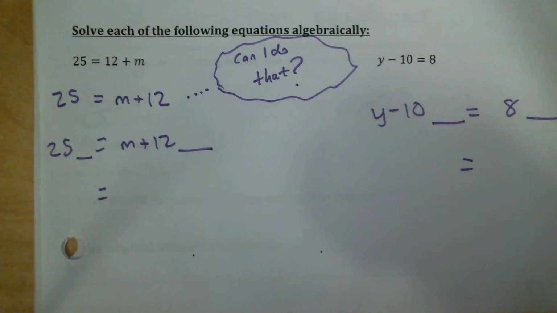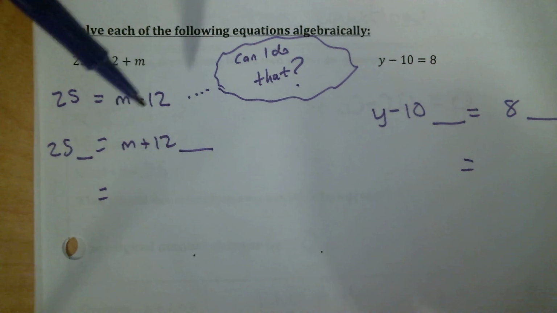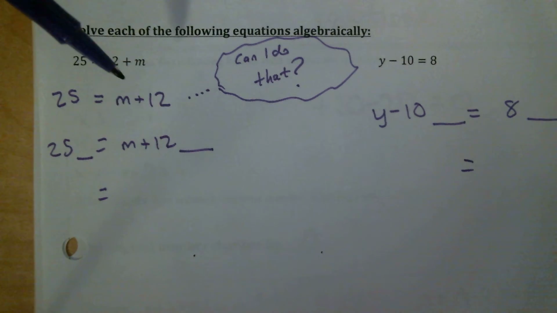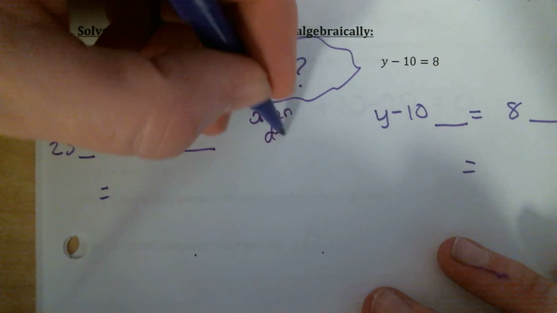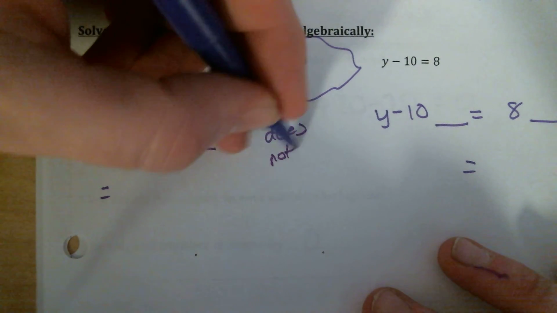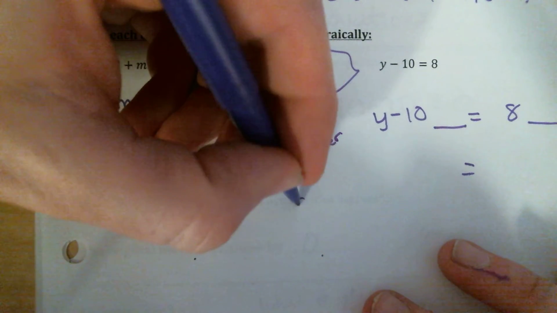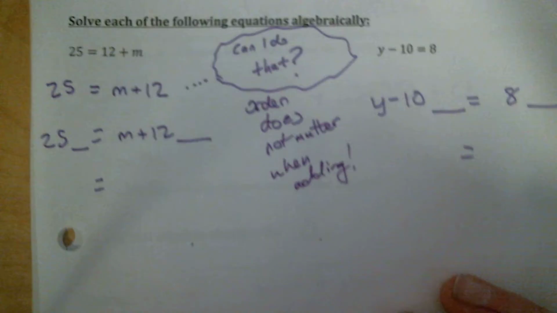And so now let's actually think about how we can solve these. So I want to get m by itself. It's an addition equation. So I need to take, oh, but look what I did here. Can I do that? Can I change 12 plus m into m plus 12? You bet I can. Order doesn't matter when adding. So I can switch it around. I'll do whatever I want.